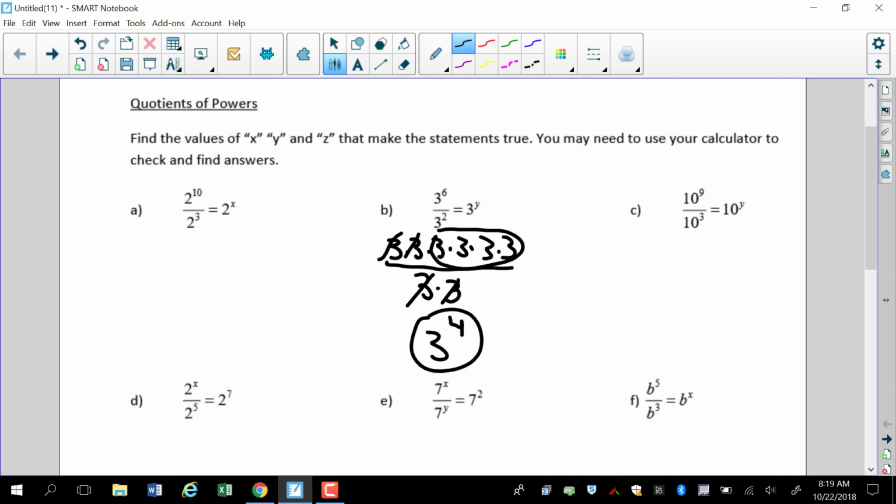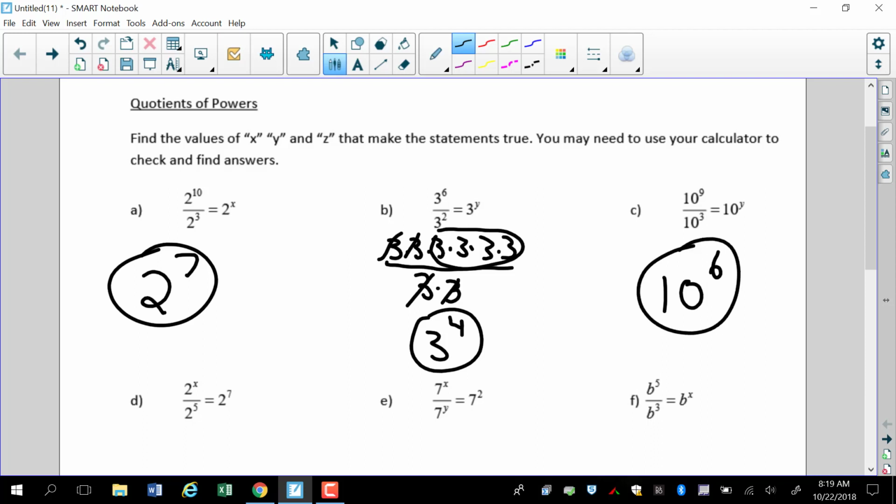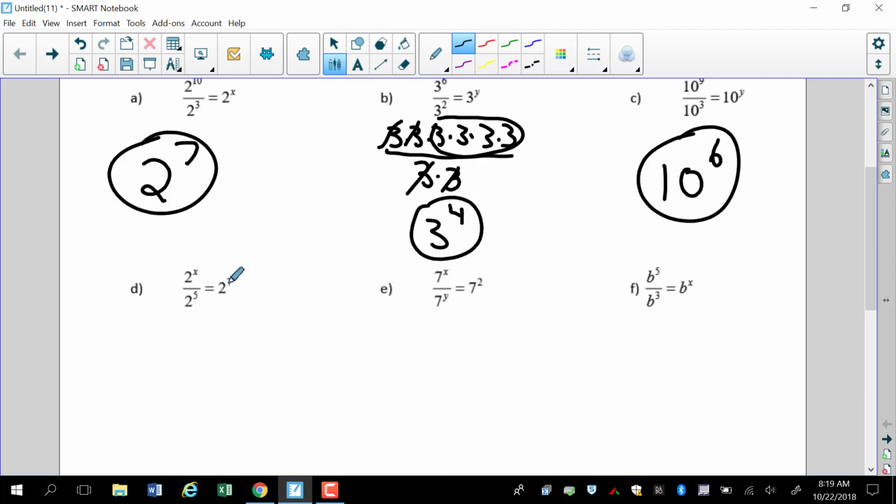So one of the other shortcuts you can do is just simply take the numerator, the power of 6, and the power of 2, and just subtract them. 6 minus 2 is 4. So for this one, 10 minus 3 is 2 to the 7th. 9 minus 3 is 10 to the 6th. You go down here, what number, when we take away 5, gives us 7? Just slightly different thinking, but that's 12.